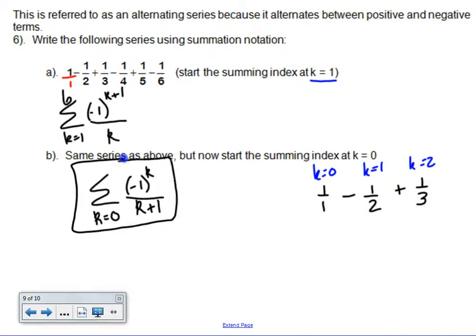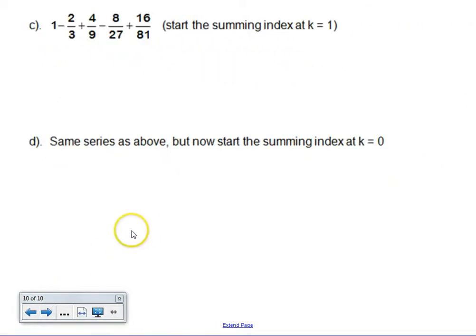So this is kind of an interesting problem. They gave me the same exact expanded series, but depending on where you started your index, you're going to have a different general term. So I don't know if you find that interesting, but I do. All right, letter C.